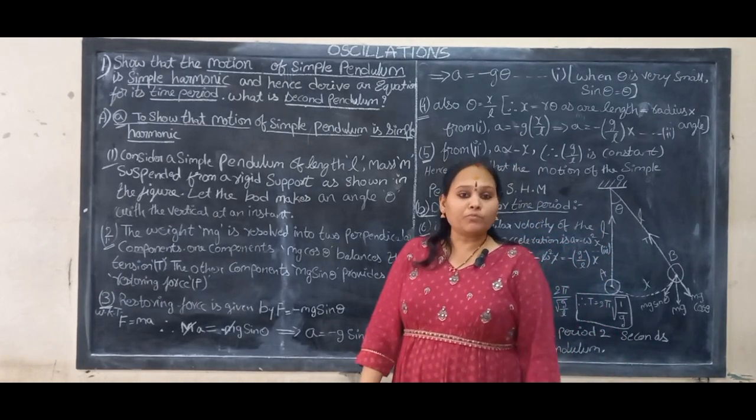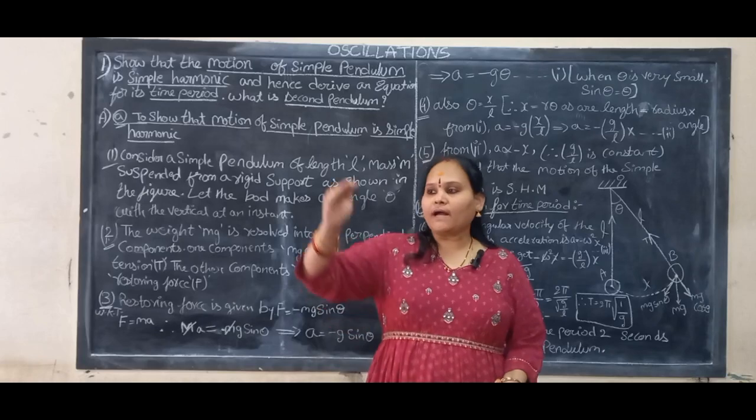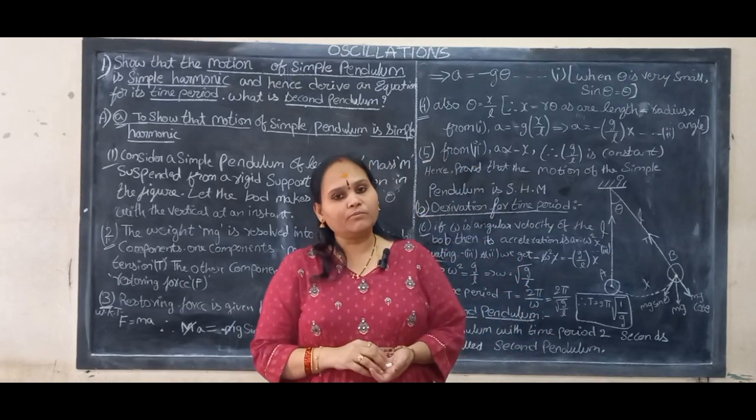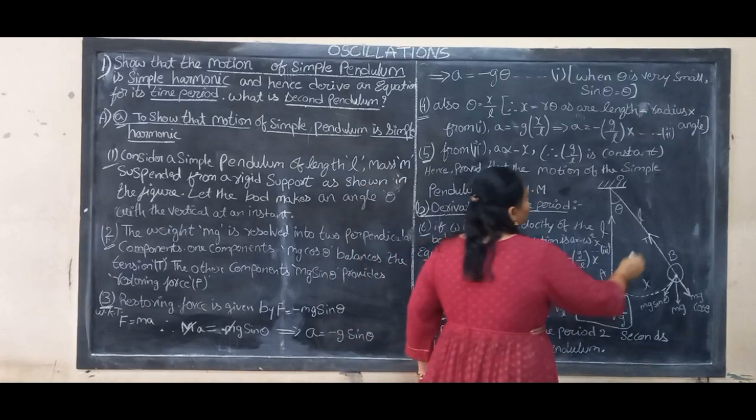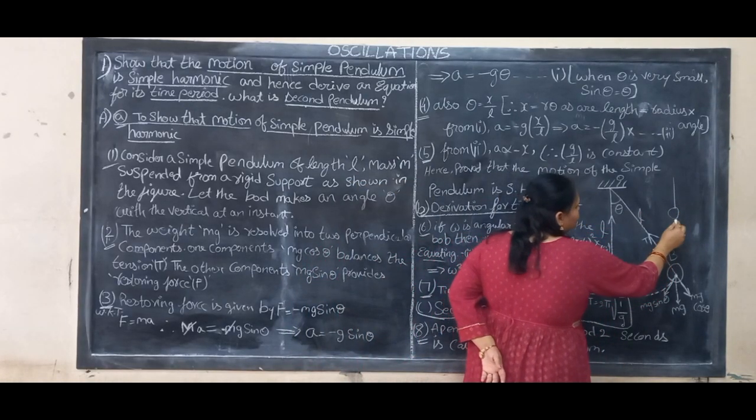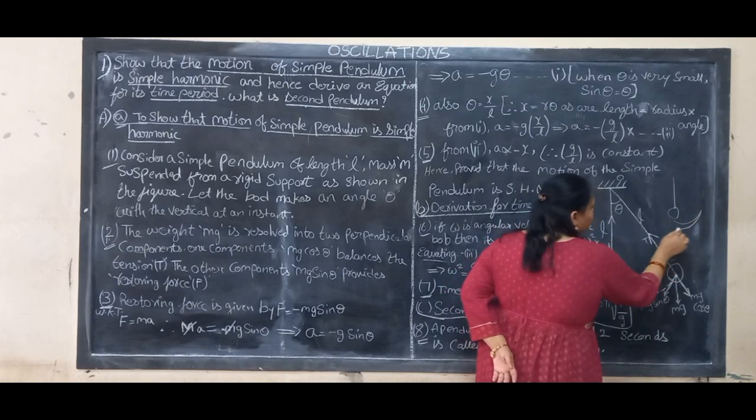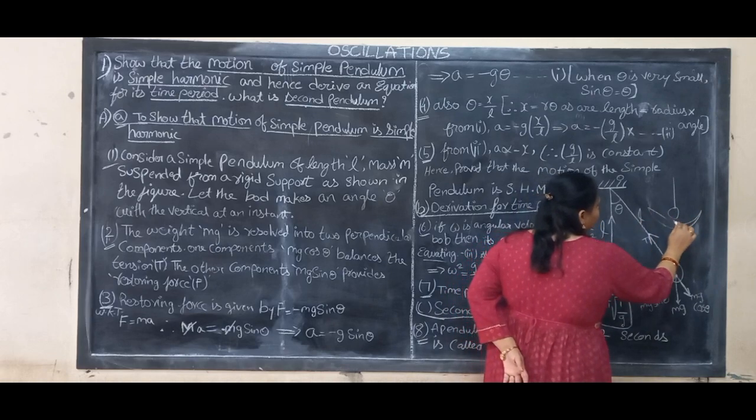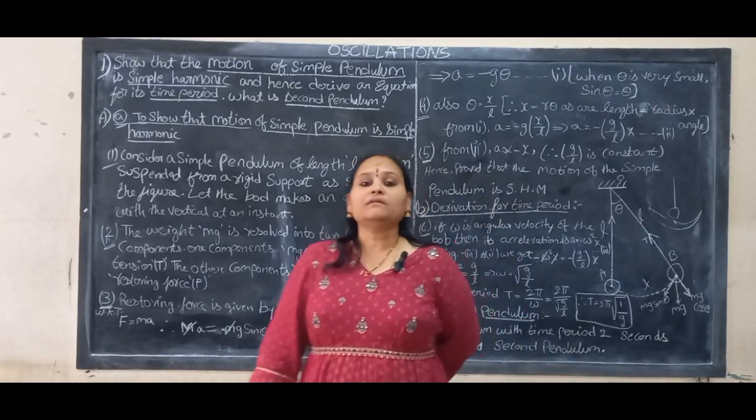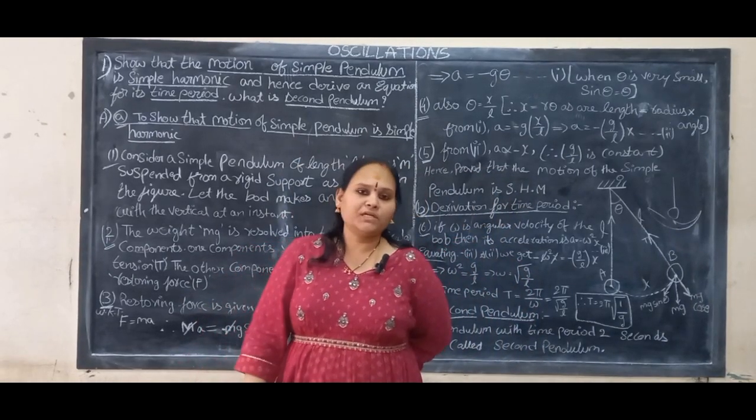What is simple harmonic motion? The to and fro motion is called simple harmonic motion. This is the bob, and it will move like this, to and fro. This is known as one complete oscillation. That motion is called simple harmonic motion.